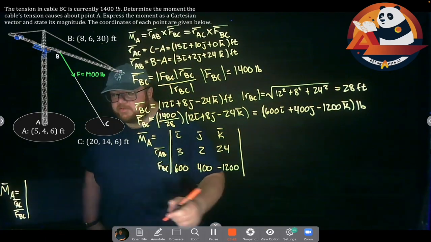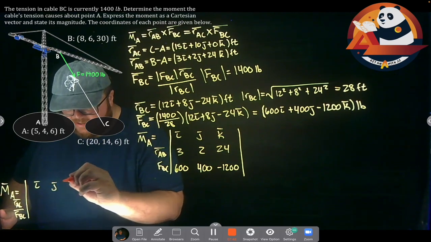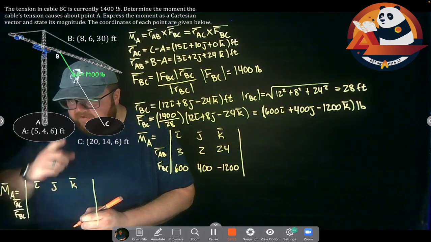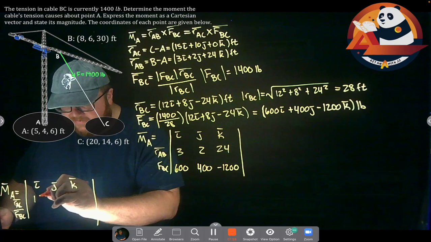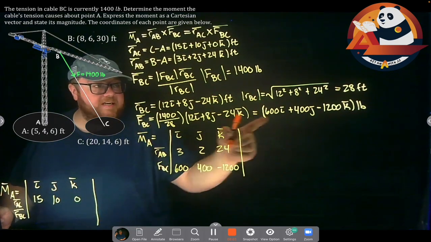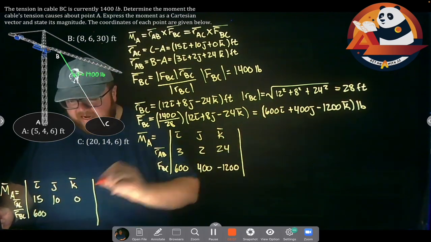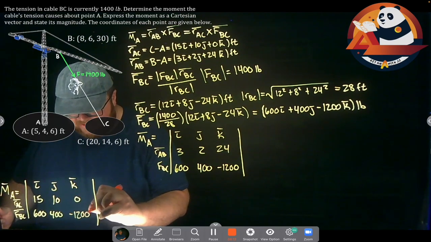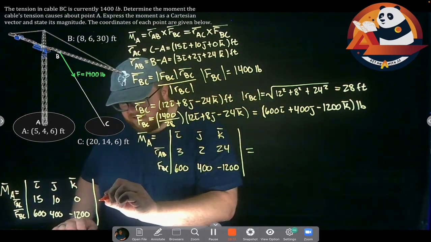For my second matrix, when we set this up, I still have I, J, K on the top. On my RAC row, RAC was 15, 10, 0. And FBC is the exact same: 600, 400, negative 1,200.